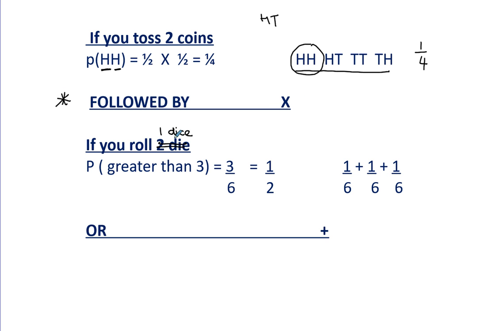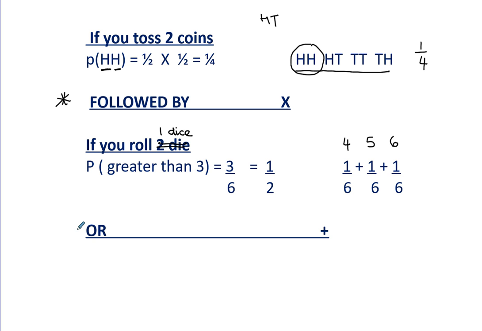Okay? If you roll one dice and you wanted to see the probability of getting greater than 3, then you can tell you'd have had either 4, 5, or 6. The probability of getting a 4 would be one number out of the 6, or if you wanted a 5, it would be 1 out of the 6, or if you wanted a 6, it would be 1 out of the 6.